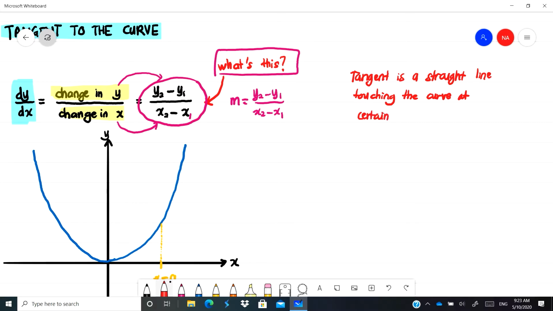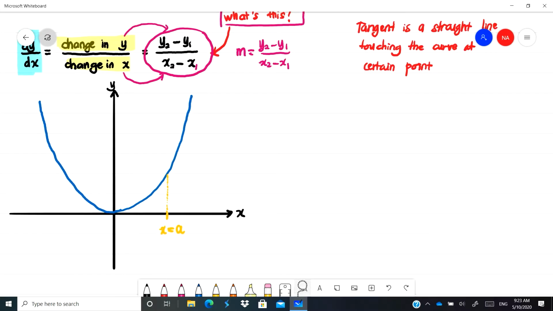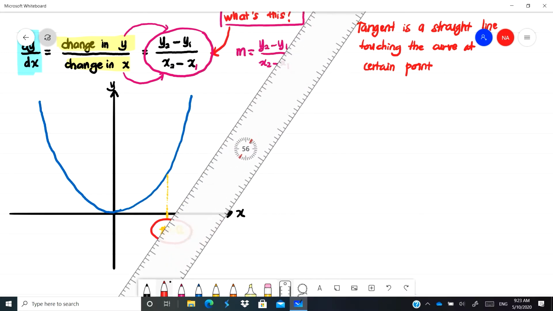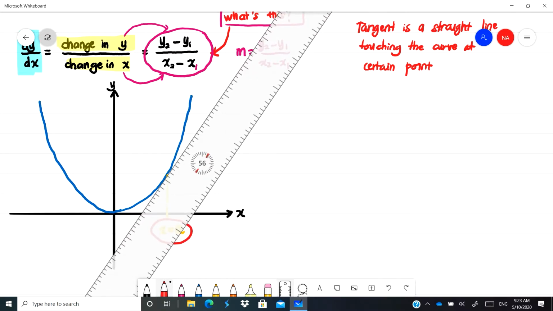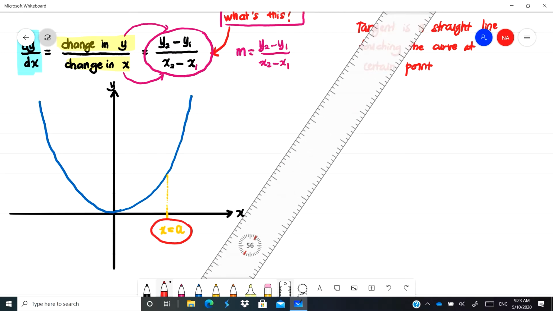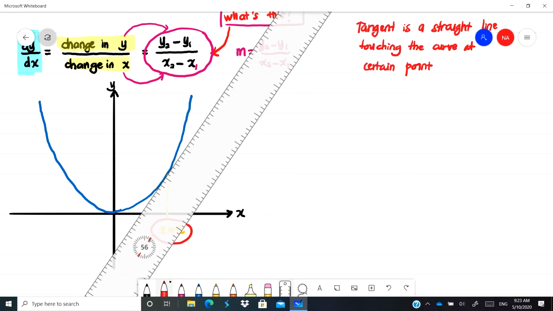If we want the tangent to the curve at x equal to 1, we focus on x equal to 1. If we want x equal to 2, we go to x equal to 2. In this case, I'm going to look at the tangent to the curve at x equal to a, where a is any value: it can be 1, 2, or 3. We draw a straight line that touches the curve at that point only.